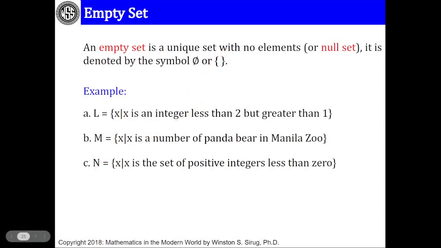So, patulad ng C. So, C is the set of positive integers less than 0. Ano bang positive integers less than 0? Wala namang positive integers na less than 0. Kasi ano ba ang less than 0? Negative 1, negative 2, negative 3. Which are negative. Hindi naman siya positive, di ba?